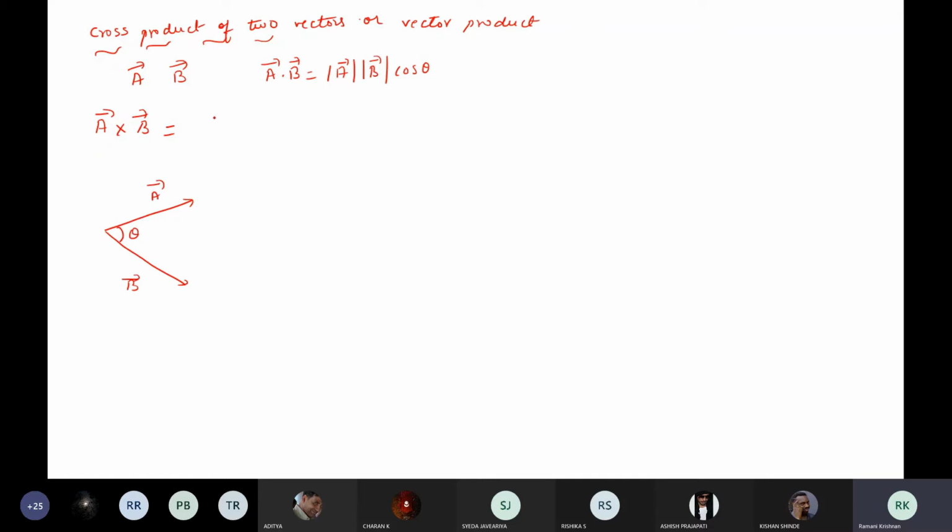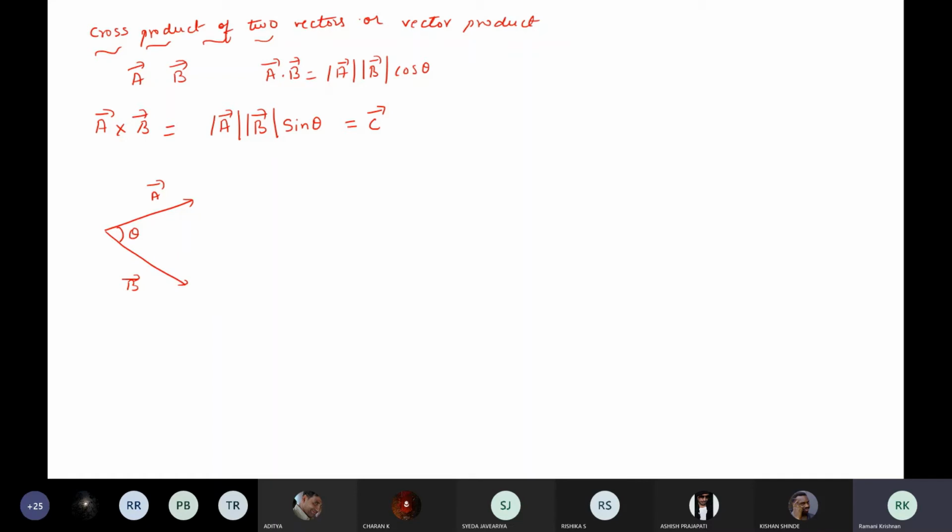Then it is the product of the modulus of the two vectors, and only one small change. What is that? It will give sine of the angle between them, and the cross product gives a new vector, c vector. The cross product of two vectors gives a single vector, that is c vector, which is equal to modulus of a, modulus of b sine theta.